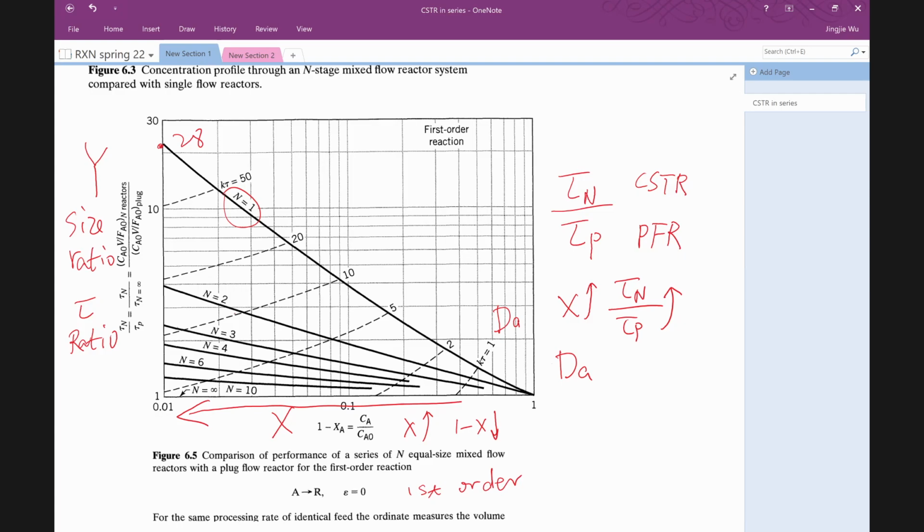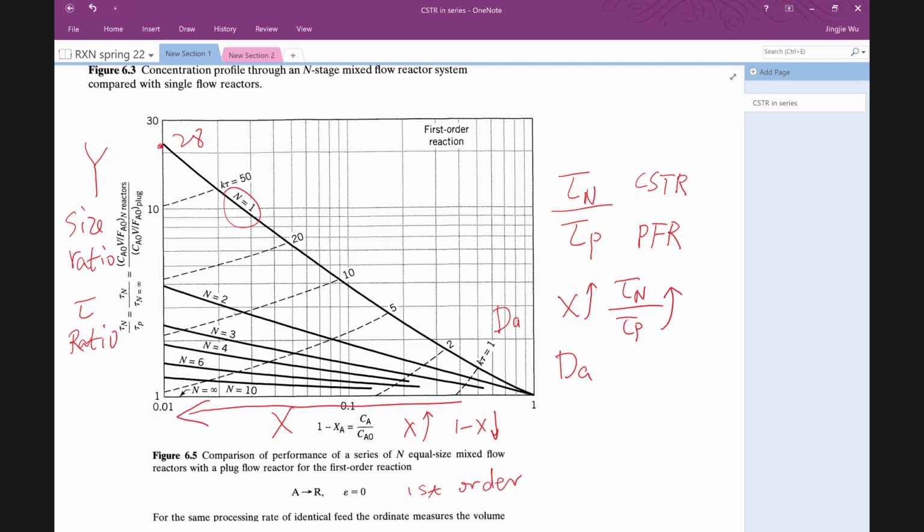You should understand what it means. Sometimes they have a solid line and a dashed line. What does that mean? This is only to review what we have learned last lecture.